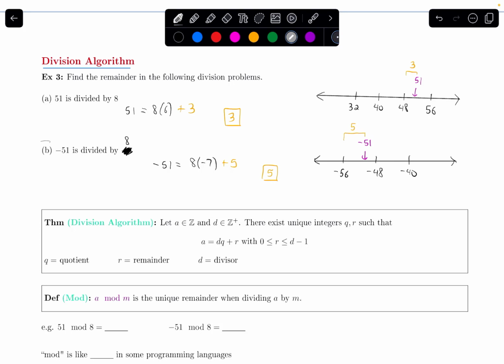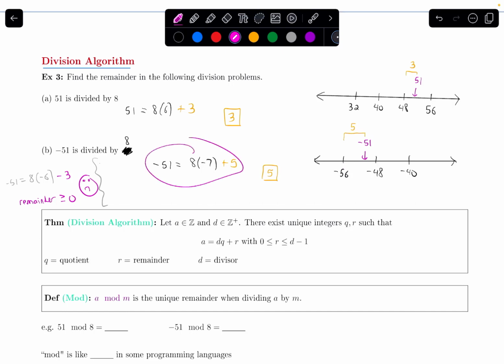The one thing I want to be careful about for part B is, instead of negative 56 as my reference point, could I have used negative 48 instead? I could do 8 times negative 6 to get to negative 48, and then to get to negative 51, I could subtract 3. If I do that, I do get negative 51. But the issue is that when we define remainders more formally, which we're about to do, the remainder is supposed to be greater than or equal to 0. That's what doesn't work about this, so I'm going to put a sad face there. I did actually have to use negative 56 as my reference point for part B.